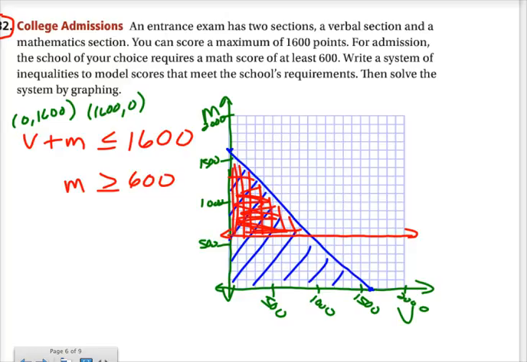And again, we're just doing that graphically. You could certainly pick out that you need to get 300 on the verbal and 1,000 on the math and pick some points, but better to solve this graphically so that you have that whole region to look at.